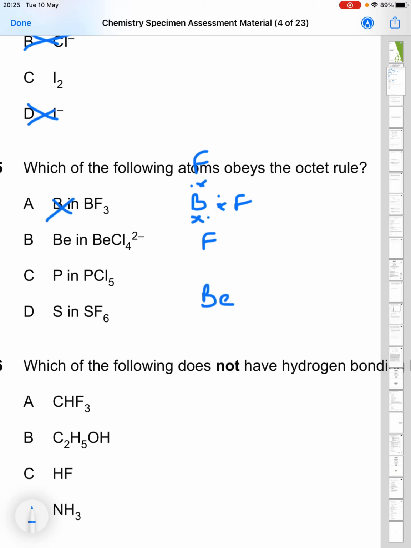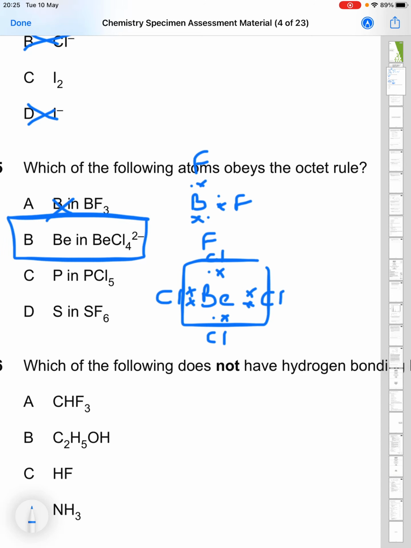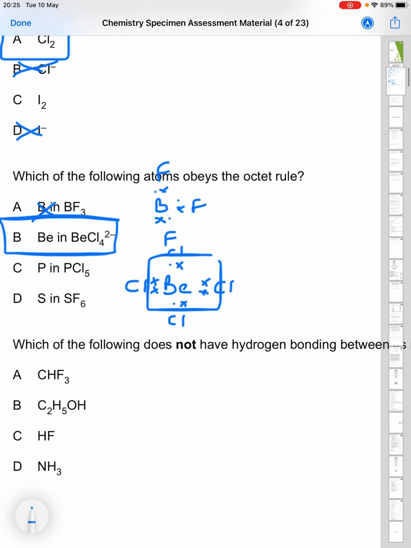The example you know is BeCl2, which would be linear, and then you've got 2 extra chlorines, and there's a 2 minus charge, so you've got an extra 2 electrons. That does in fact obey the octet rule. So just for completion, I suppose we'll do the other ones.